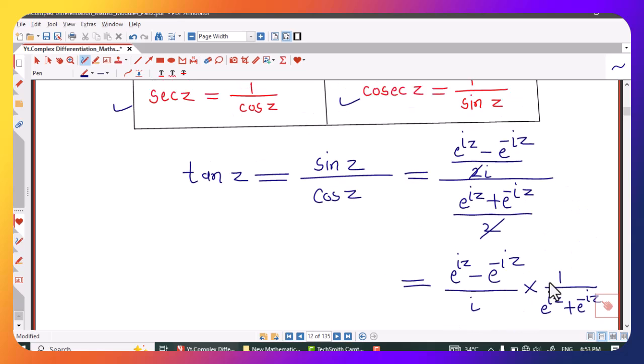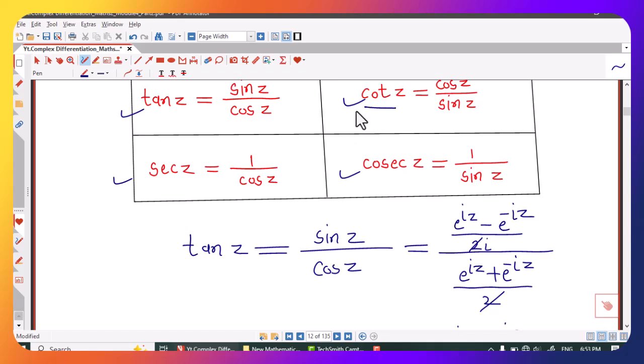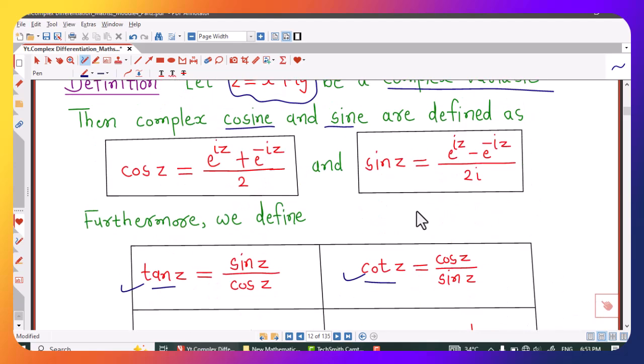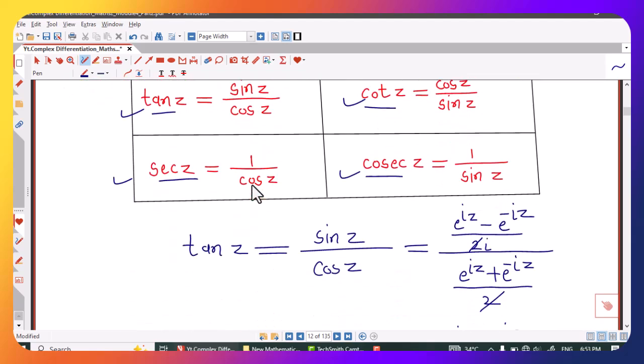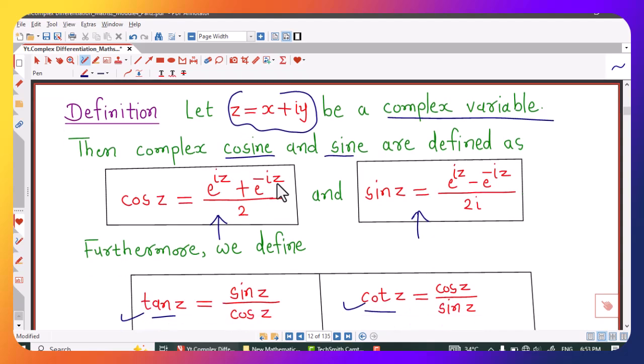So you can convert your trigonometric functions out of these 4 trigonometric functions, they can also be written in terms of exponential function, but all we have to remember is these two definitions of cosine and sine in terms of exponential complex function. And we can discuss the analyticity of all these trigonometric functions.